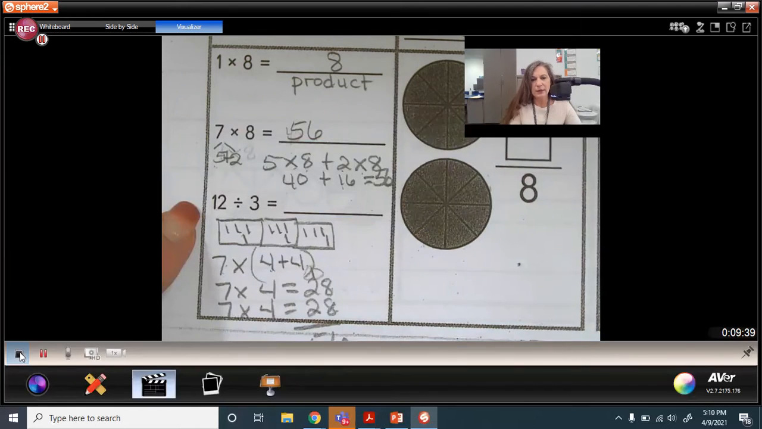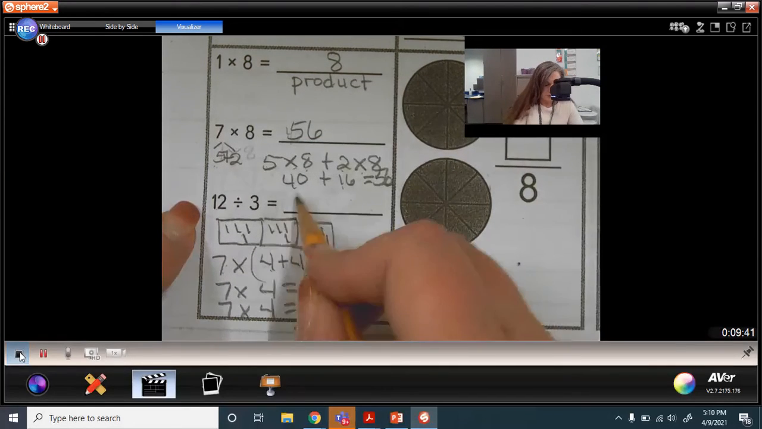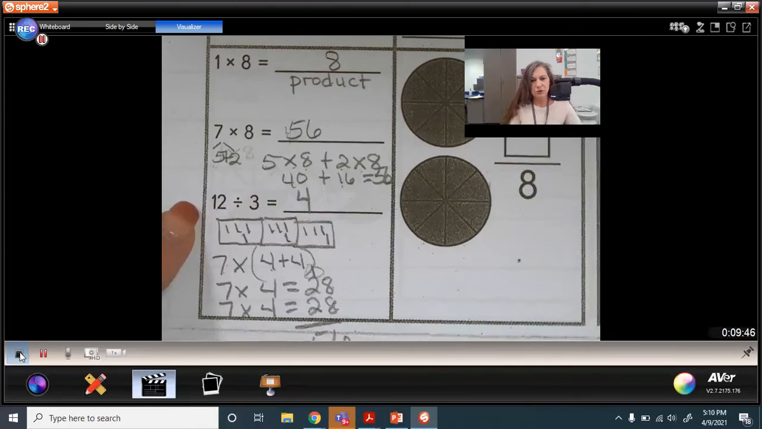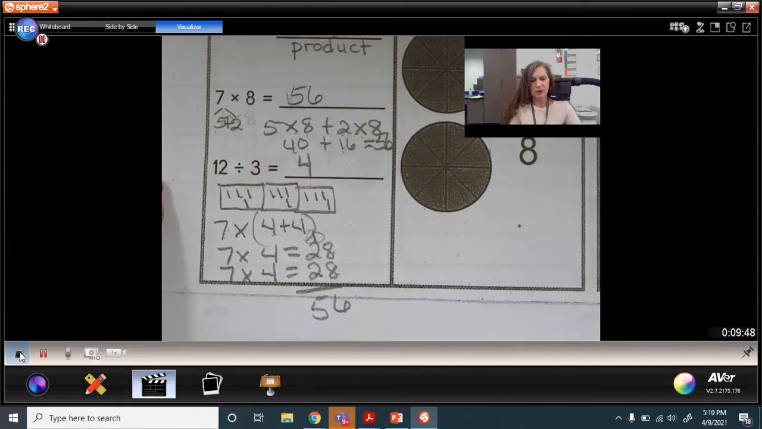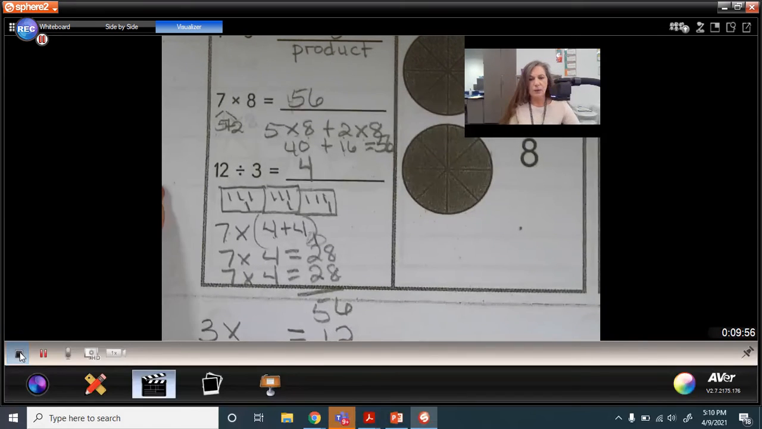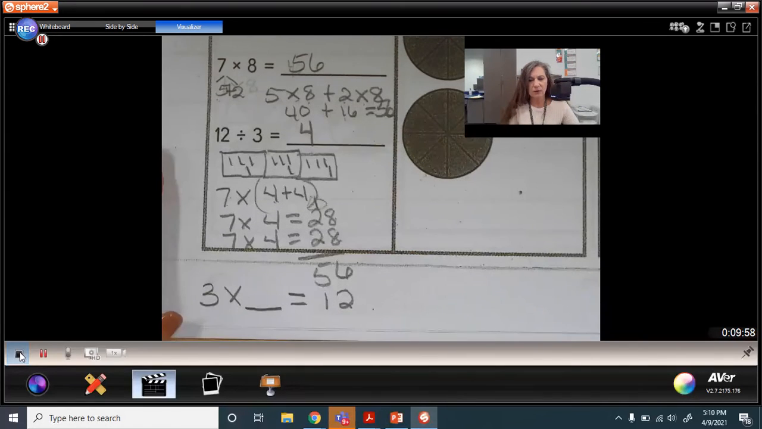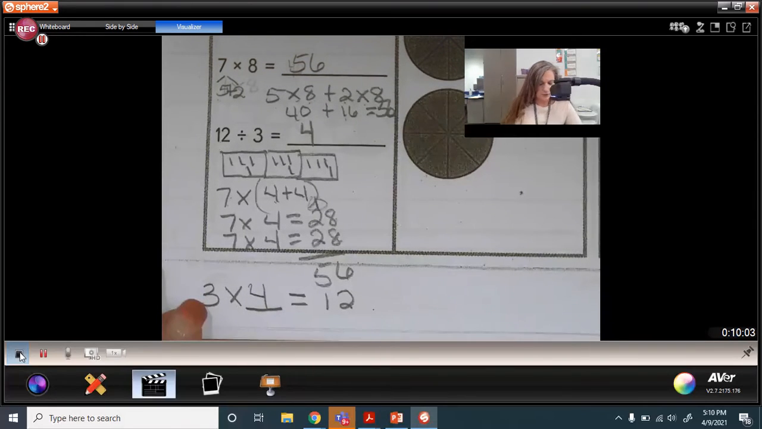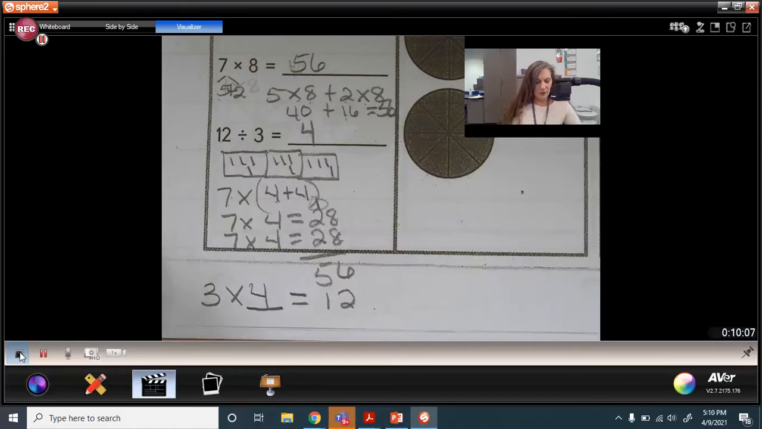Now, how many were in each group? Right, 4. Remember, you can also use your multiplication facts to help you with understanding division. So if I have 3 groups of something, what am I going to need to make 12? Well, 3 groups of 4 is going to give me 12. All right, now we're going to take one more.